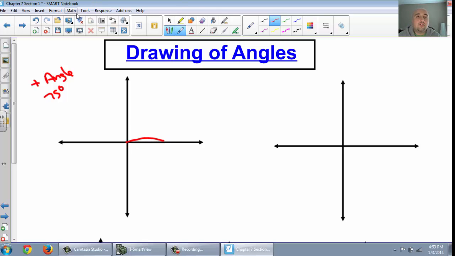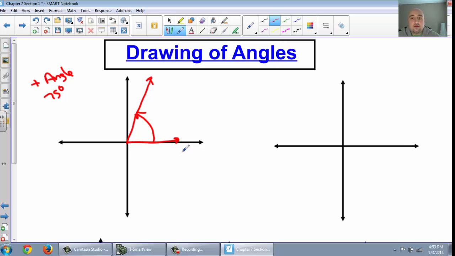Oops, that did not look good. Get rid of that. We're going to start on the positive x-axis, and we're going to go up. Up is positive. And we're going to go to an angle that we feel looks like 75 degrees. It does not need to be perfect. I actually don't really like that angle, so I'm going to start again. It's more than 45, but it's less than 90. I think I like that one a little bit better.